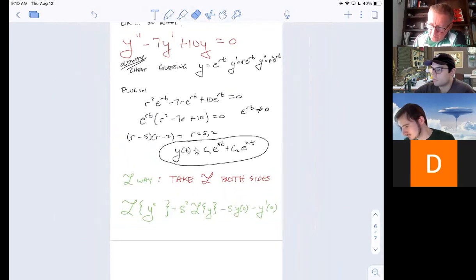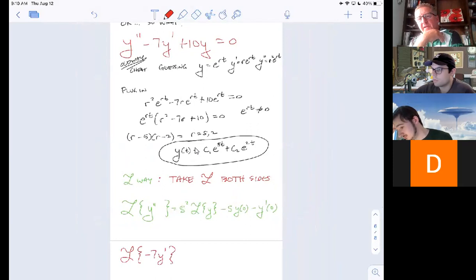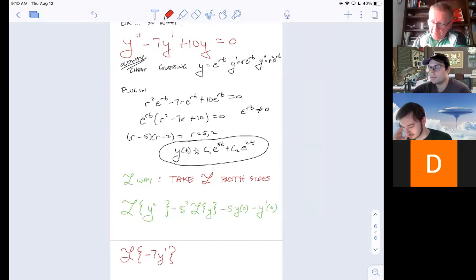What about when we take the Laplace transform of -7y prime? What did we say we can do with that -7? You can factor it out, right? Again, think of the integral. It's the integral of -7y prime. Well, you could just pull the -7 out front. So I can just leave the -7 out and multiply that by whatever the Laplace transform of y prime is.